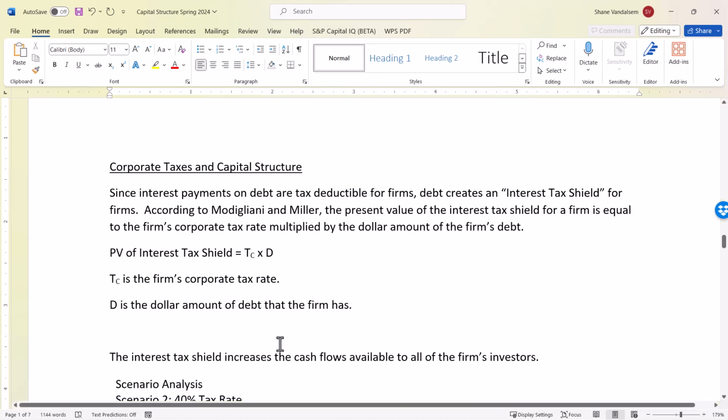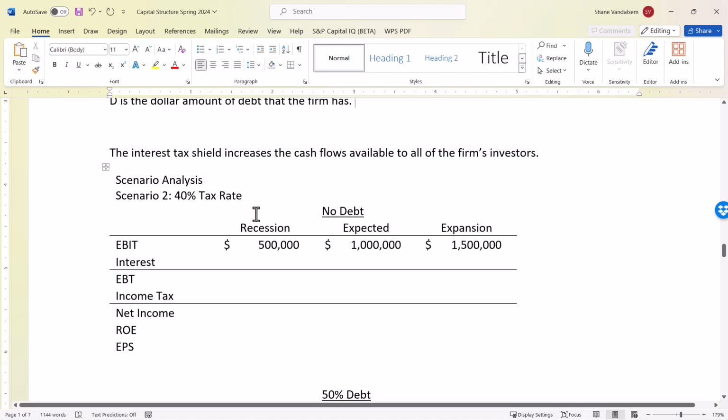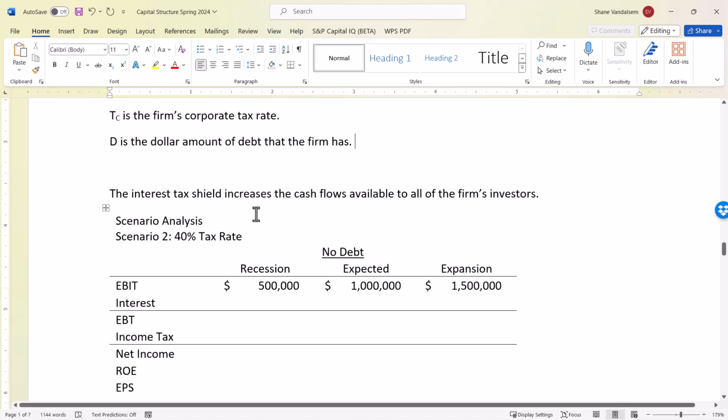The interest tax shield increases the cash flows available to all of the firm's investors. I'm going to demonstrate that in the following example. So going back to our original situation where the firm has no debt, with the no debt situation, the interest expense is 0.